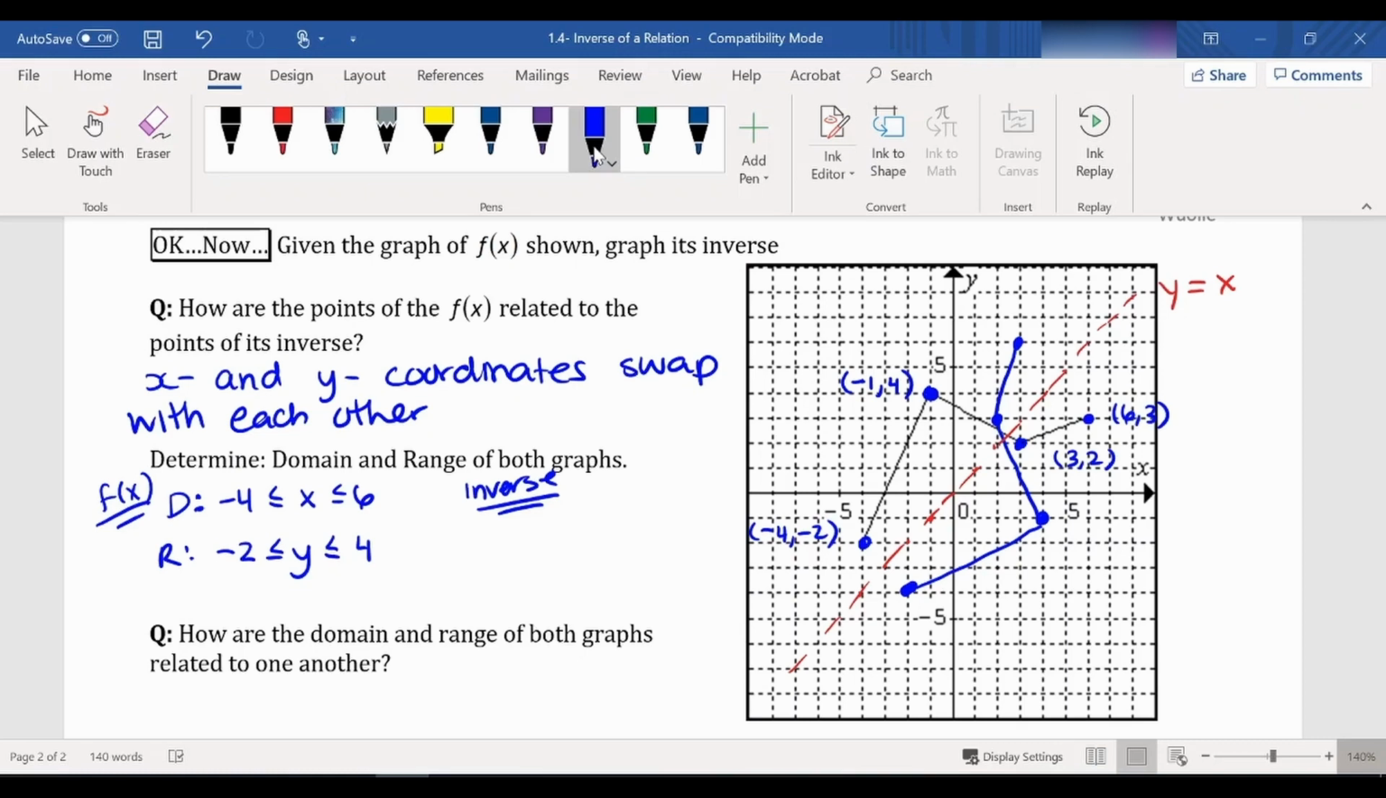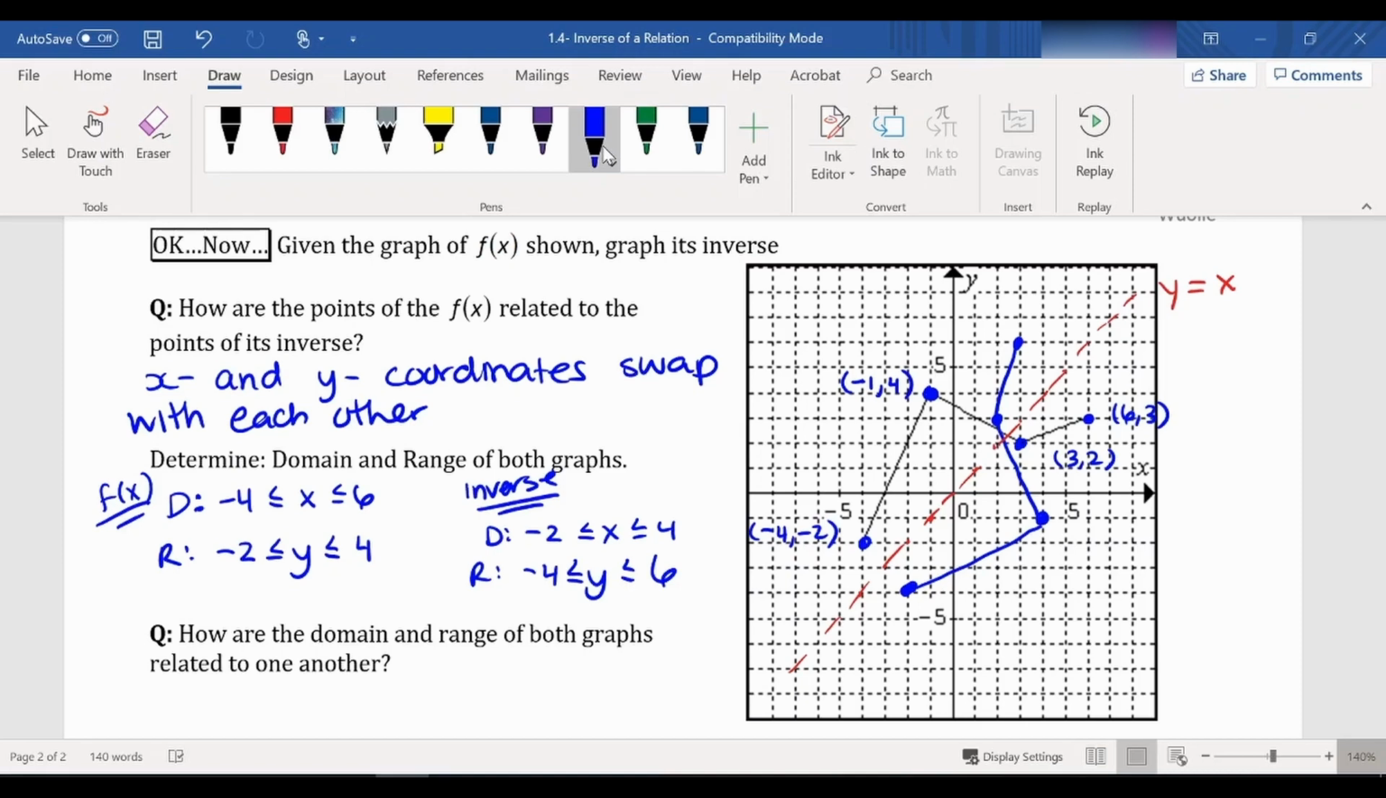On your inverse, my smallest x is -2. My biggest x is this guy here, which is at 4. For my range, my smallest y is -4, and my biggest y is 6. So the next question is, how are the domain and range for both graphs related to one another?